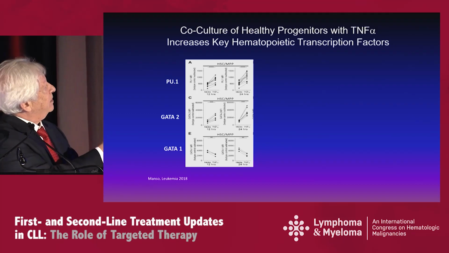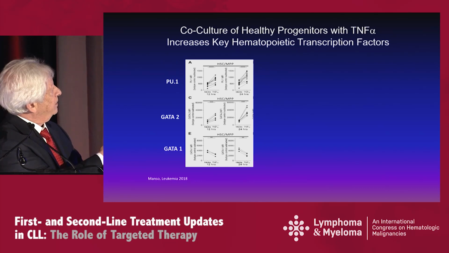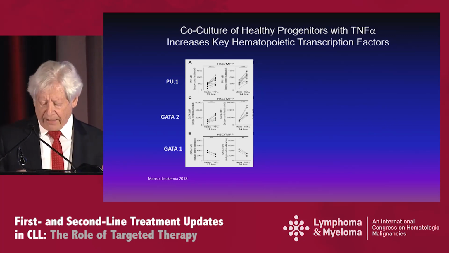So what we have here is a progenitor cell. This is HSC MPPs, where we looked at PU1 and GATA2 as well as GATA1 after 12 and 24 hours of incubation with TNF-alpha. And you see very obvious increases in both these transcription factors, but not GATA1.